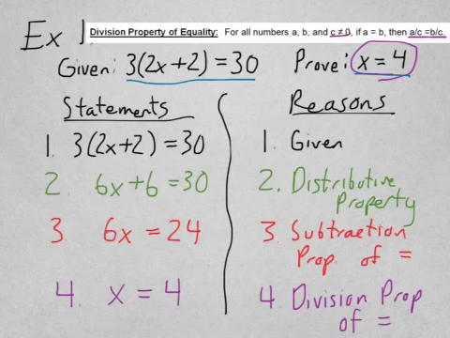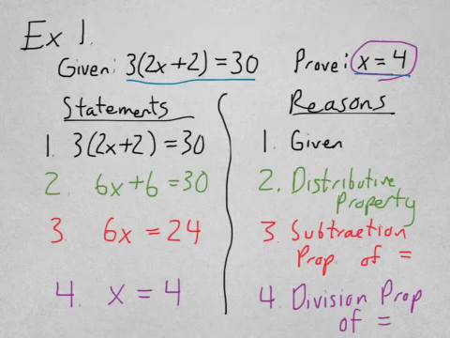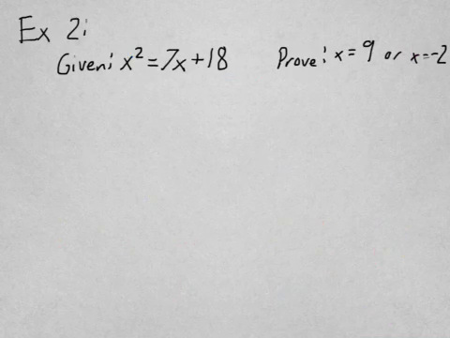That's good. So we have just proved that if 3 times quantity 2x plus 2 equals 30, then the value for x is 4. Okay, so let's look at one more example. Let's look at a quadratic example. Those are fun always, aren't they?